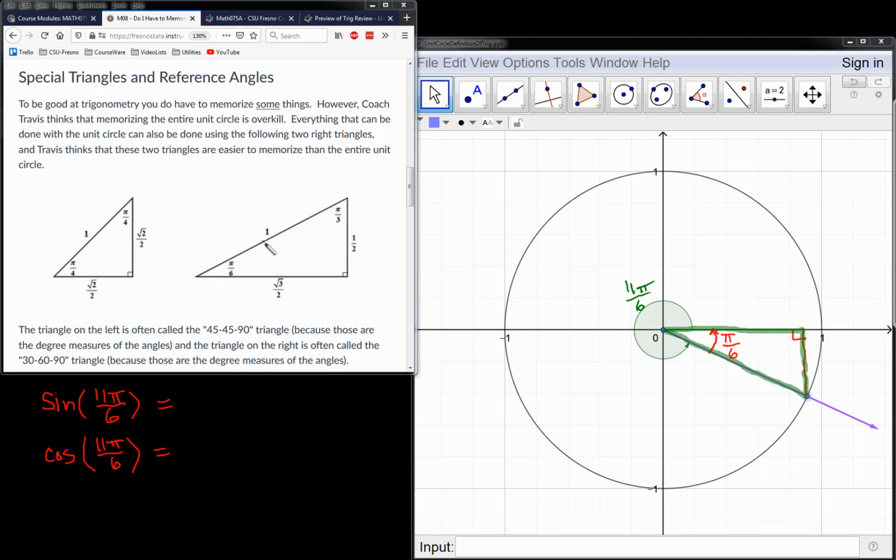So what that means is, since I have this triangle memorized, and oh yeah, I forgot to mention this, we know this is the unit circle. So we know the hypotenuse is 1. So this triangle is exactly the same as this triangle. And so let's look at this triangle. The short side has length 1/2. The long side has length square root of 3 over 2.